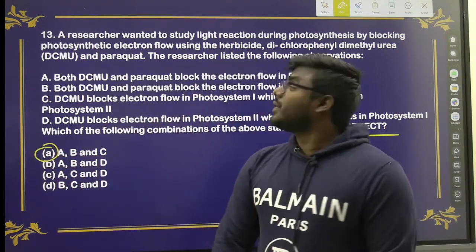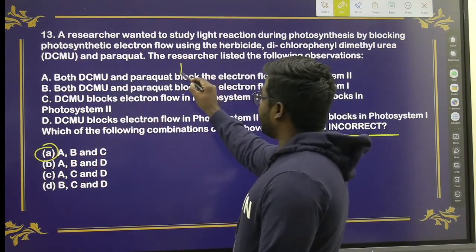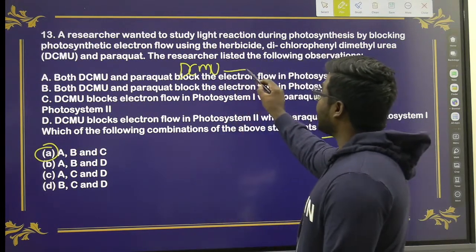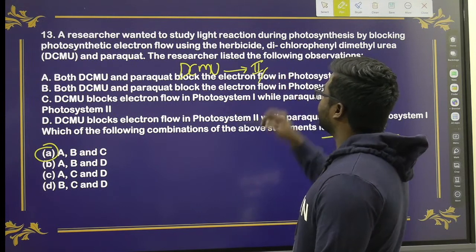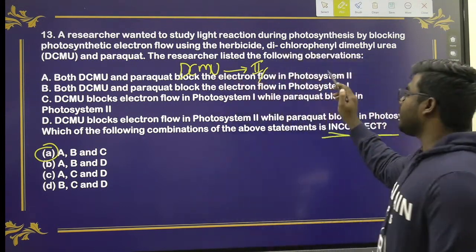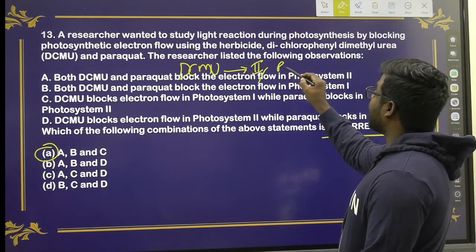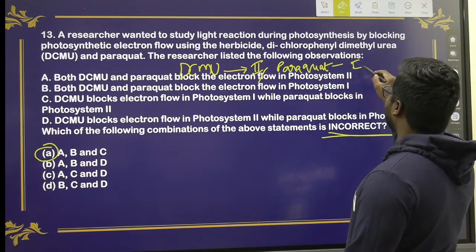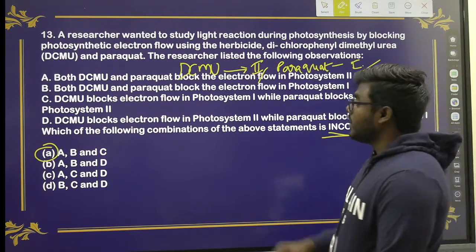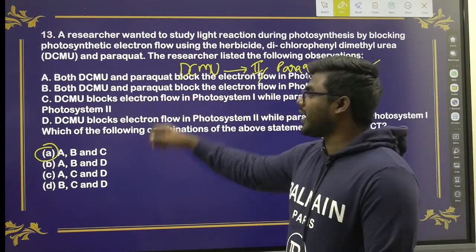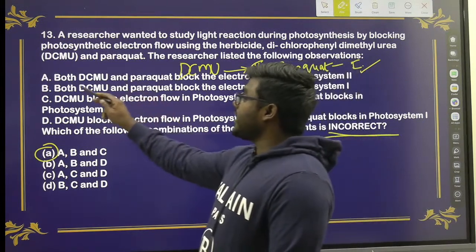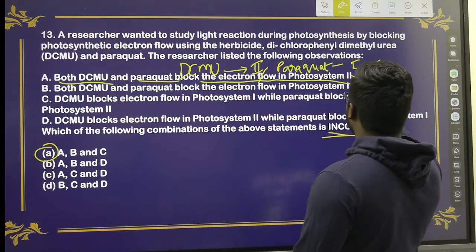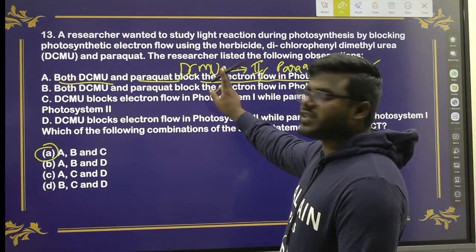Friends, you all can easily remember the answer. DCMU always blocks the electron flow in photosystem 2. That's the first point. Second point, you have to remember paraquat always blocks photosystem 1. So if you remember this, you can answer the question easily. Option A says that both DCMU and paraquat block the electron flow in photosystem 2. No, right? Only DCMU. Option A is wrong.